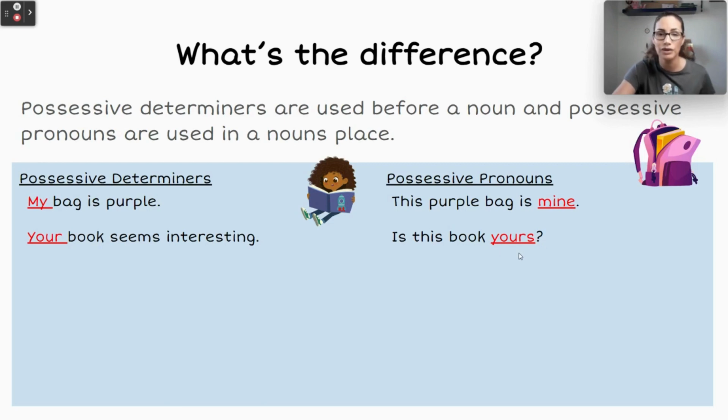Okay, and now, a possessive pronoun. Well, you could use that when asking the question, is this book yours? ¿Este libro es tuyo? Okay, is this book yours?